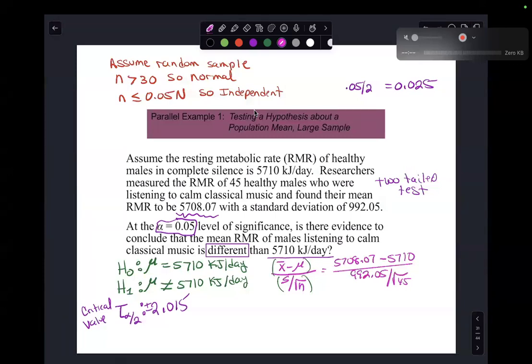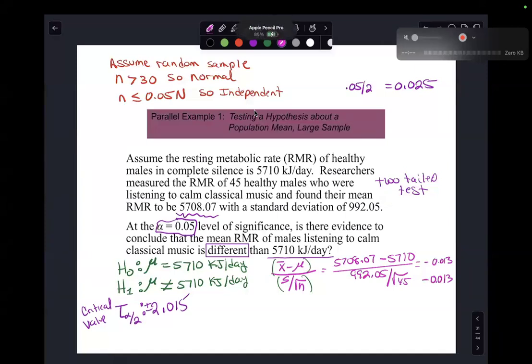$992.05 divided by the square root of 45. That is a lot of parentheses. I got negative 0.013. That's really small. But did you get negative 0.013? I'm going to write it again. I believe that that's correct. I believe it's the correct number.